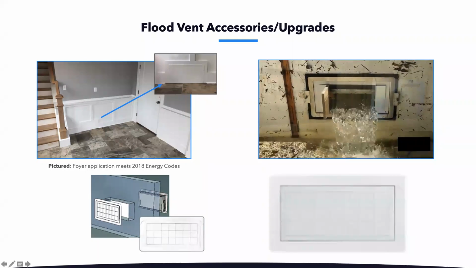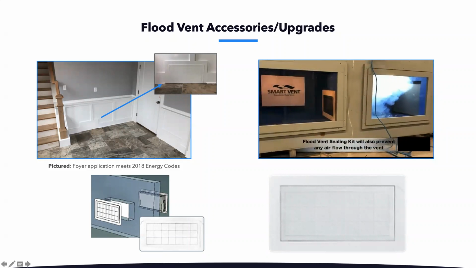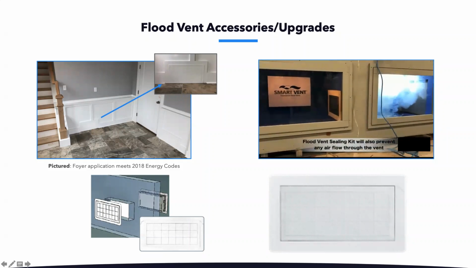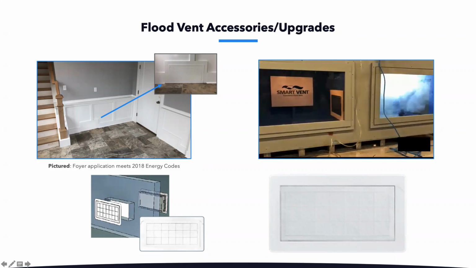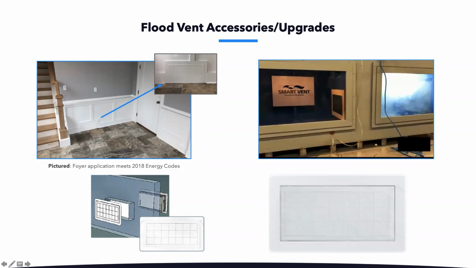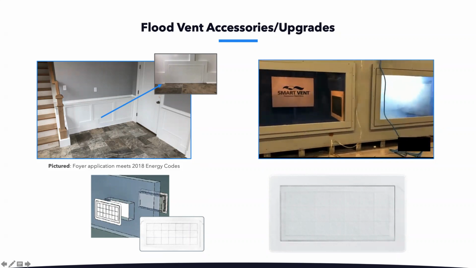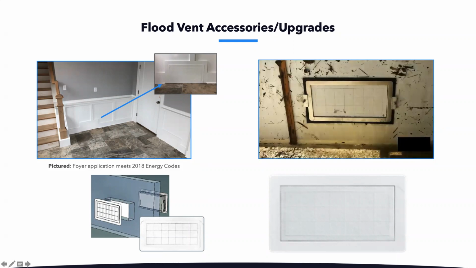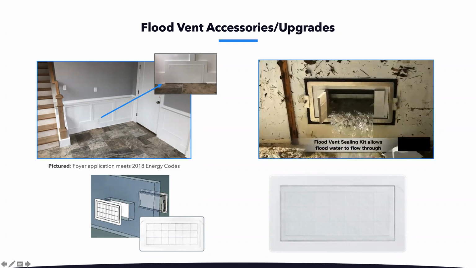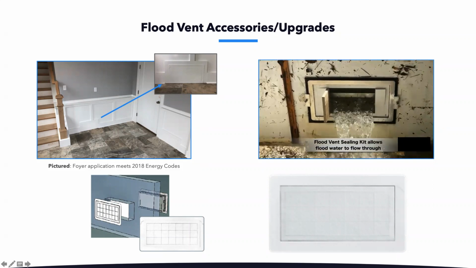Their energy bills are up. You can always install a flood vent sealing kit. A flood vent sealing kit meets the 2018 energy codes. And what it'll do is prevent any air loss, but in the event of a storm, in the event of a flood, these Homasote panels will go ahead, break open, and allow flood water to come through that's already coming through the flood vent.